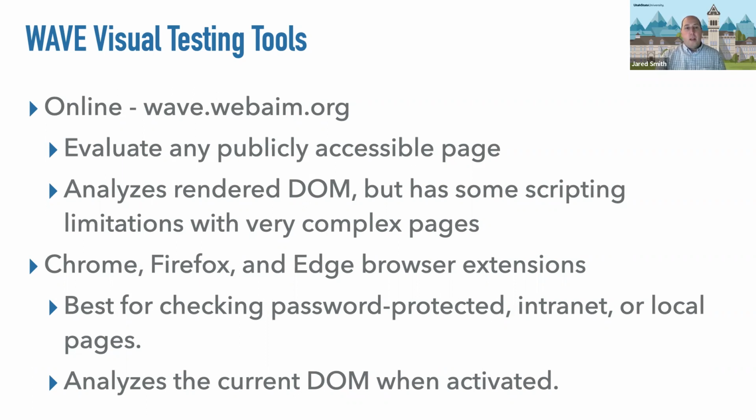And the online version will test the page immediately after that page is loaded, whereas the browser extensions analyze the web page on demand at any moment in time and analyze that current DOM, that living version of the page in your browser. The real power of that is that you can actually manipulate that page content, maybe trigger a form error or trigger a dialogue or a pop-up in the page, and then activate WAVE and test that current state of that page. So that's really powerful, much more powerful than maybe just testing the initial state of that page.